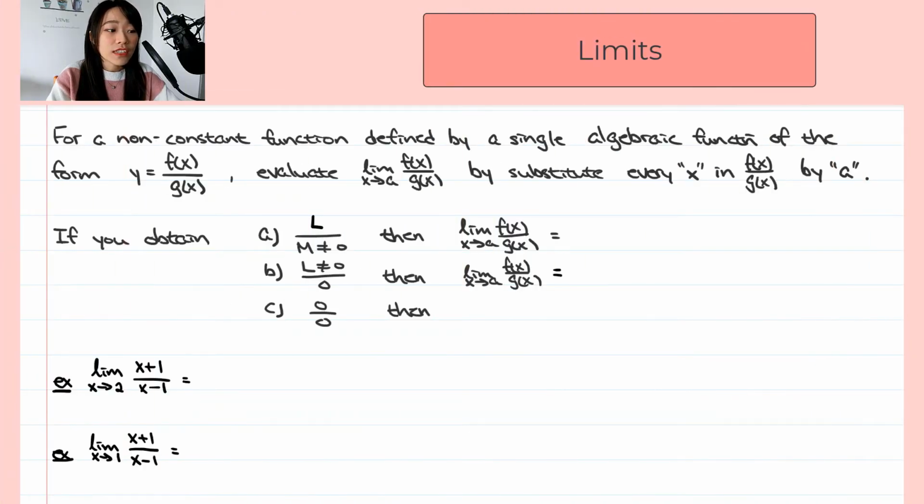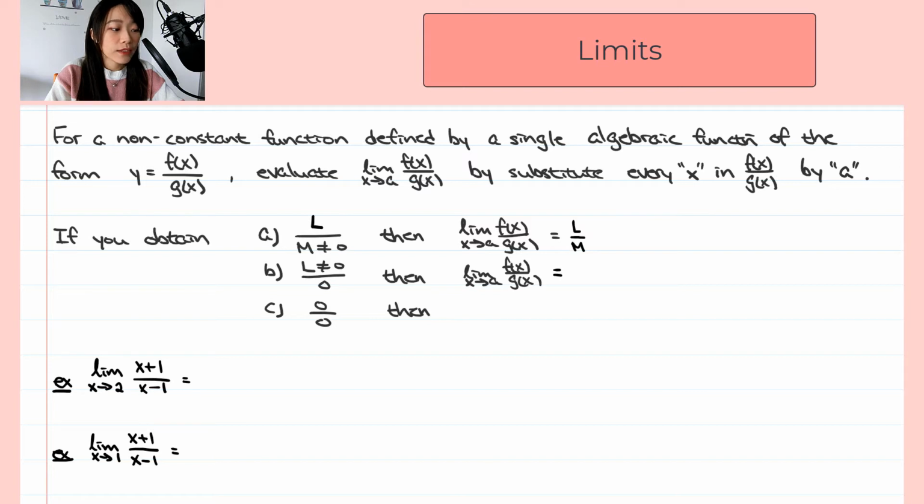However, the cheating rule does not always work, especially when we have the form of f of x over g of x, because we cannot have a 0 in the denominator in a fraction. So when we use the cheating rule on this type of function, we can have 3 different outcomes. First one, we can have L, any number, over a non-zero number n. And the limit in this case is simply L over n.